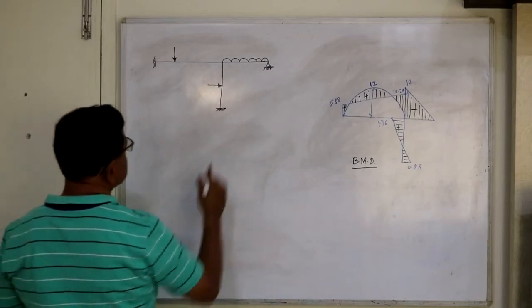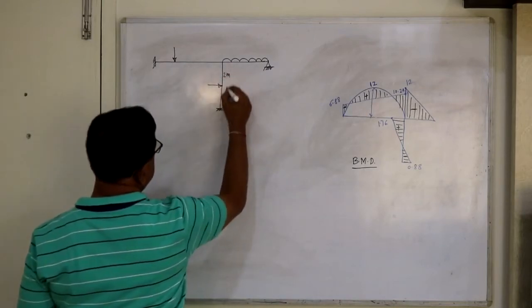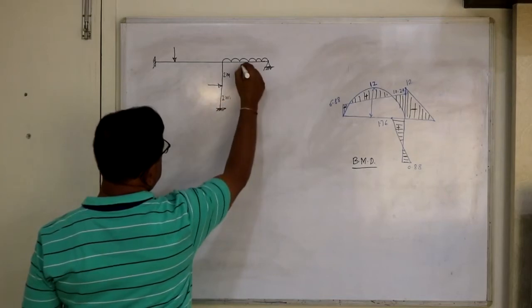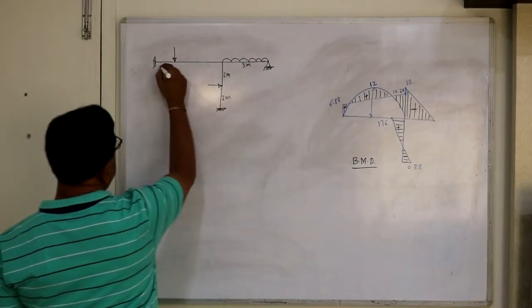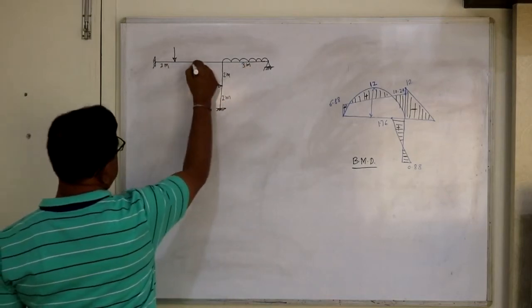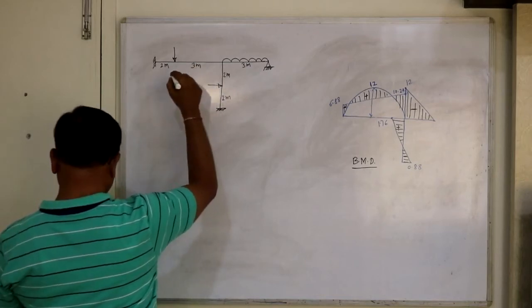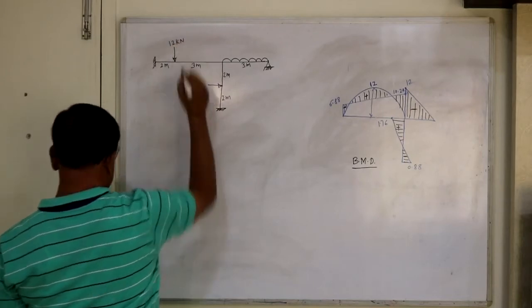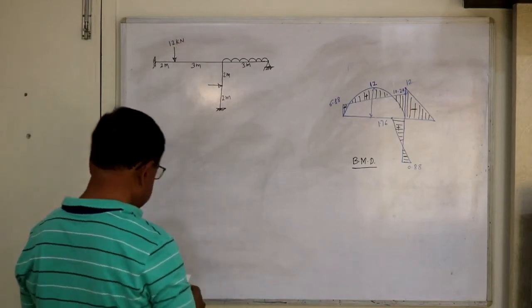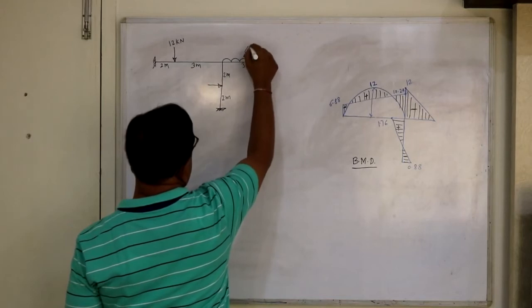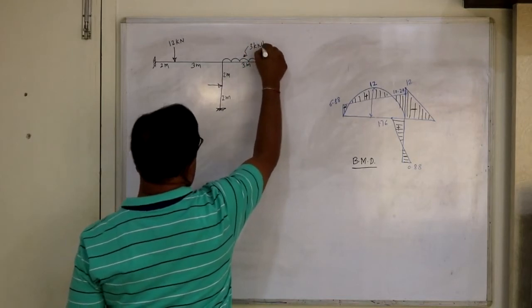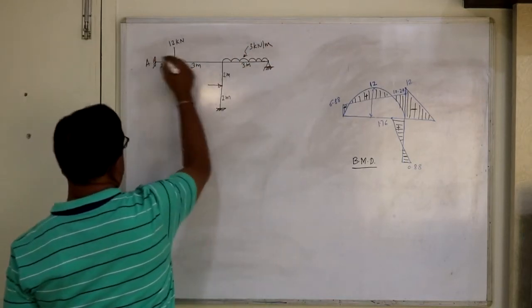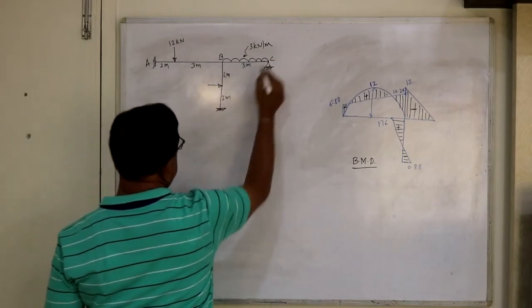So this loading: this is 2 meter, this is 2 meter, this length is 3 meter, this is 2 meter, this is 3 meter. The load is 12 kilonewton, and this is 3 kilonewton per meter. So A, B, C, D.